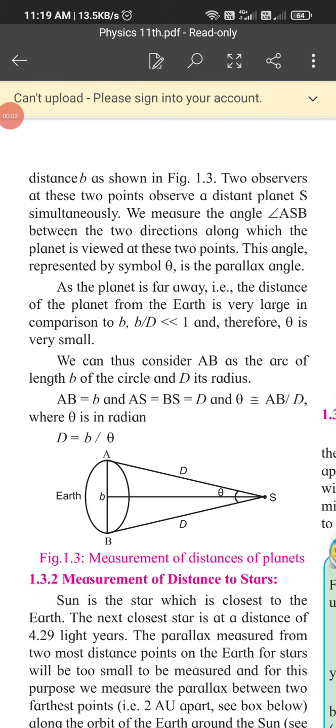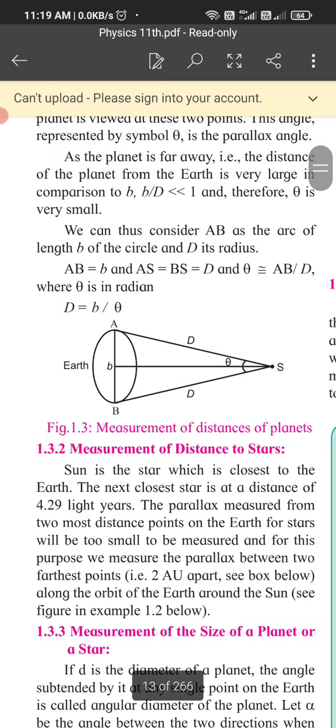Hello students. Yesterday we studied up to the parallax method. Now today we are going to study the measurement of distance to a star. The Sun is the star which is closest to the Earth. The next closest star is at a distance of 4.29 light years.